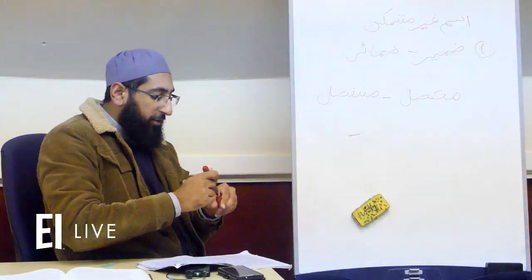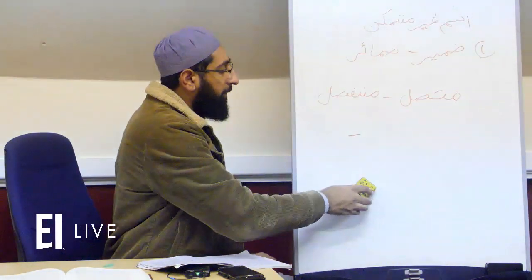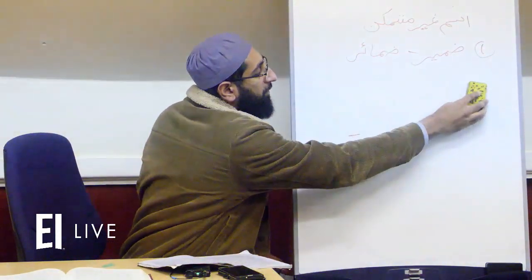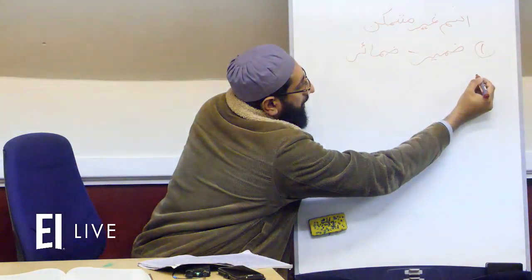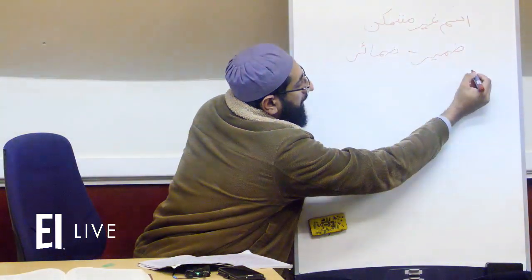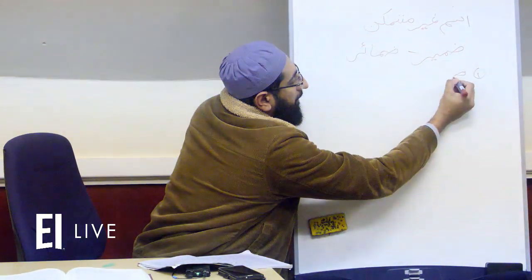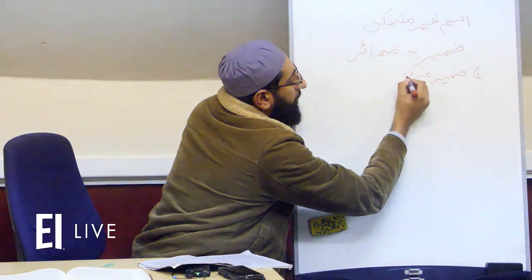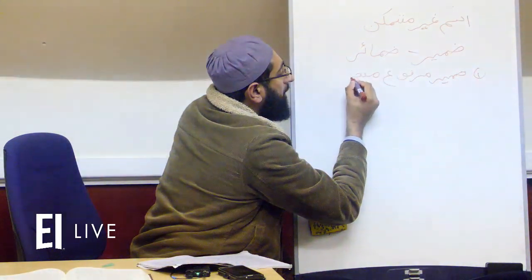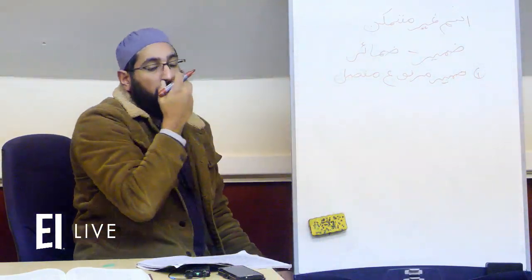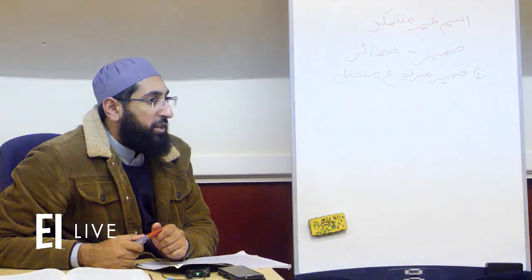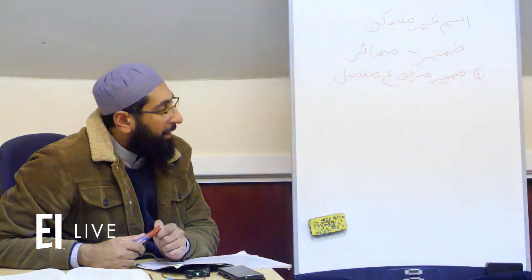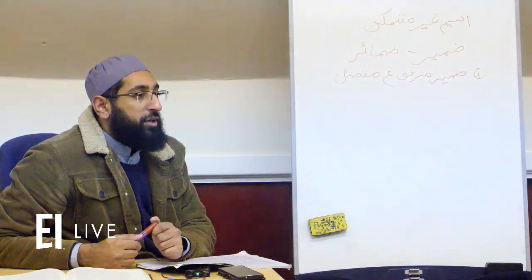So what's the first one called then? Zamir marfu muttasil. Zamir marfu muttasil is that which is joined to its amil. Which is joined to its amil. And it's in the place of a rafa, isn't it? It's in the place of a rafa.